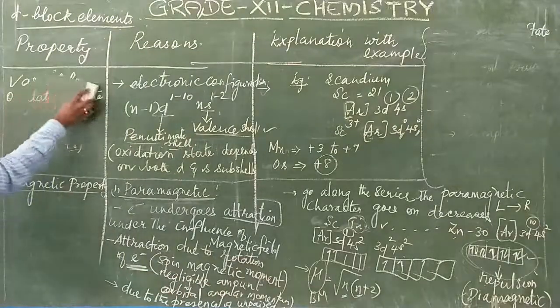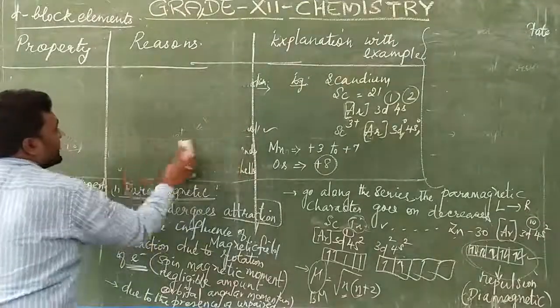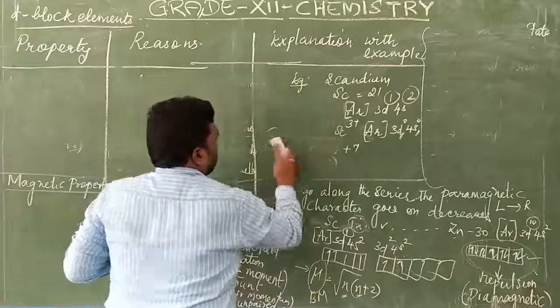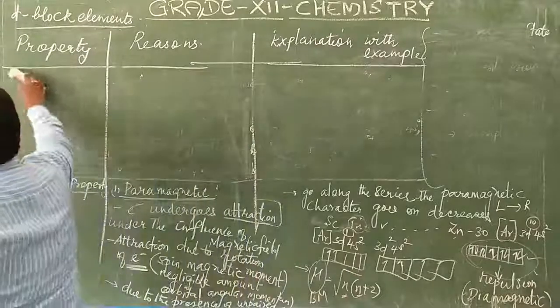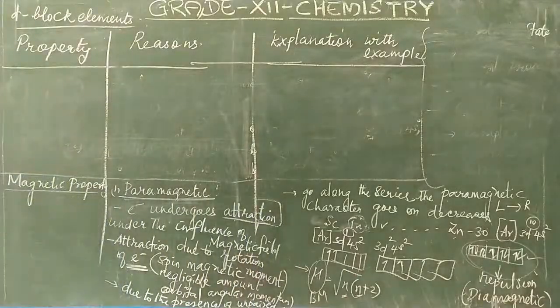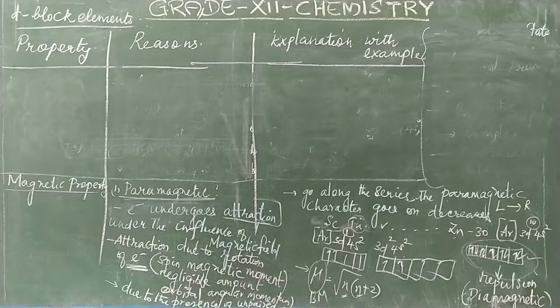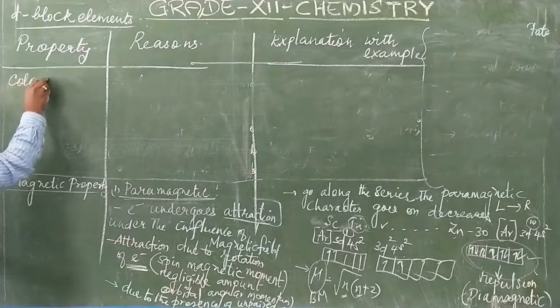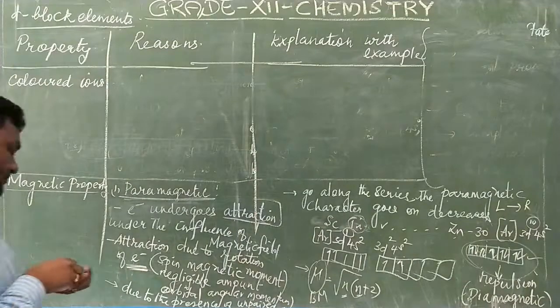The next property, the third one. The third property is color formation. Most of the d block elements will be exhibiting colored properties. The reason for these colored properties is that the third property is due to the formation of colored ions.